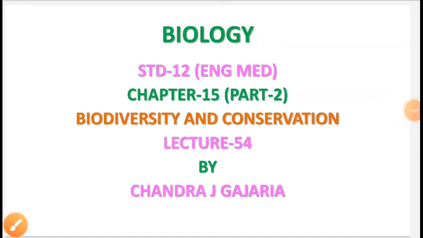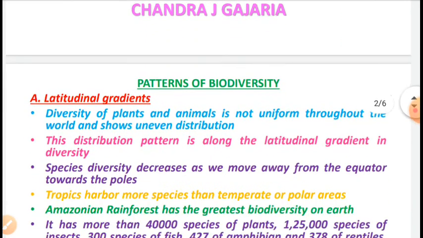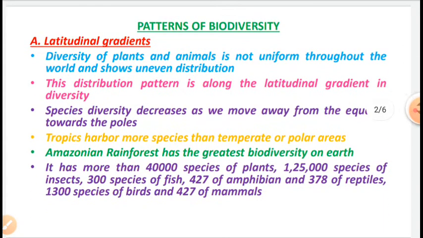Students, in continuity of chapter number 15, Biodiversity and Conservation, now we are going to discuss patterns of biodiversity. You are familiar with this term biodiversity. Now you have an idea about biodiversity at the worldwide level, how many species of animals and plants there are on earth, as well as in our country India.